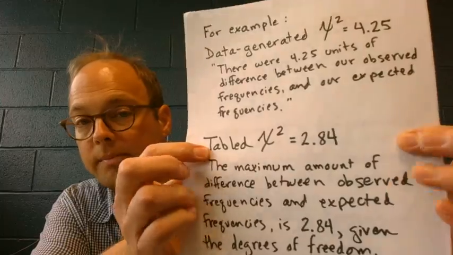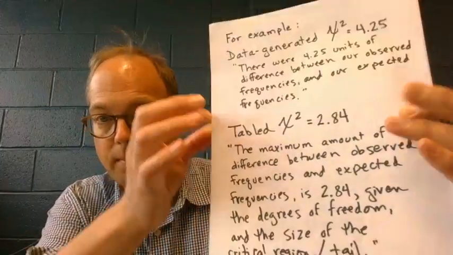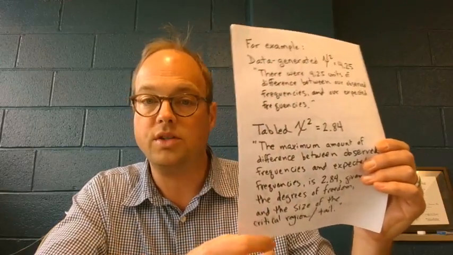Tabled chi-square, and again, I just used a generic number. I pulled this number out of my head. Let's assume that we've talked about the chi-square table, learned how to use it, and have picked, hopefully, the correct value from that table, and that correct value is 2.84. Tabled chi-square equals 2.84. This is how we would refer to that value.